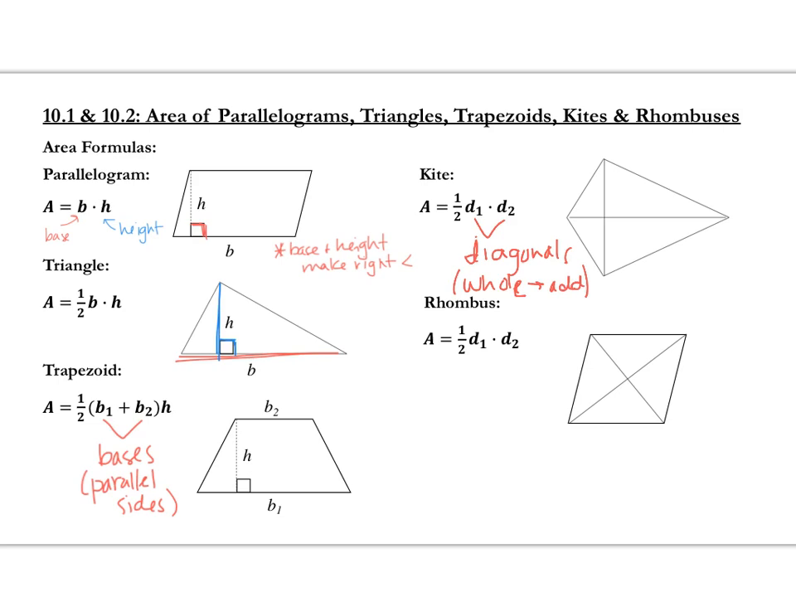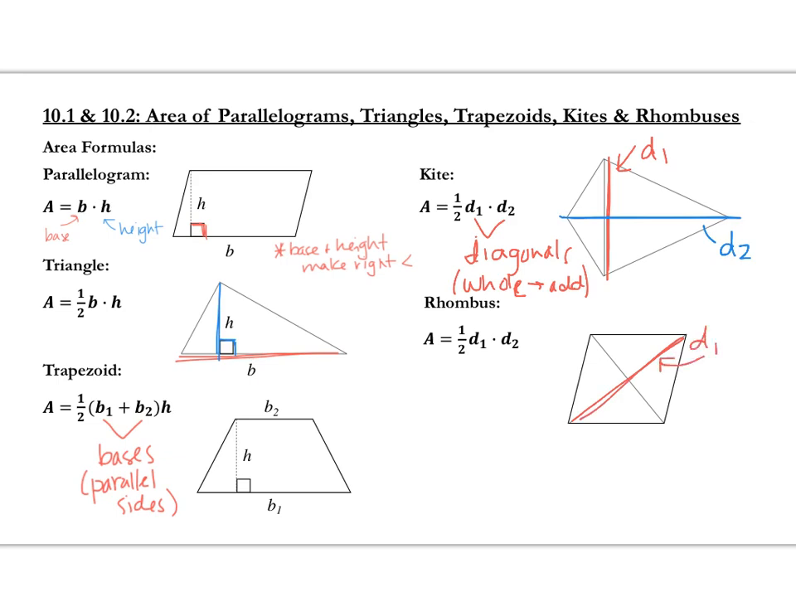So when we look in the picture, D1 would be one of these diagonals going that way. You could call that D1, and D2 is this other diagonal. A lot of times they're going to give you the pieces. You're going to need to add them to get the whole diagonal. And then same thing here. We call one of them D1.